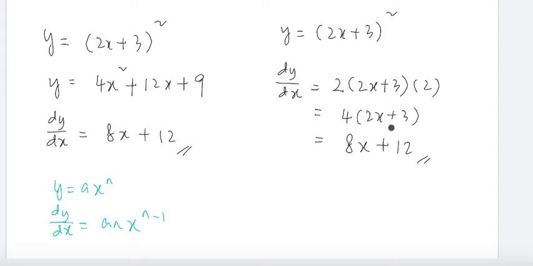This is the fast way. We call it using the composite function. The method is: the 2 goes in front, then this one you remain the same, minus 1. And if the inside is algebraic, you differentiate again. Okay? Okay, now let's try this question.